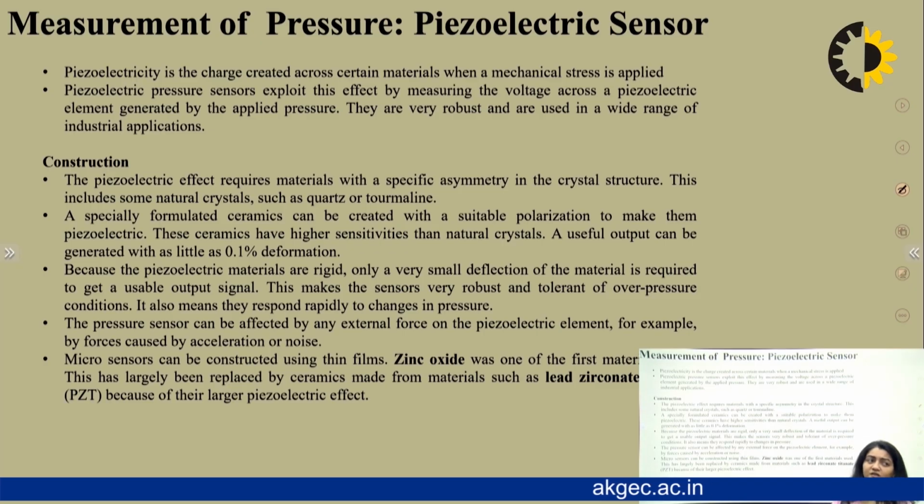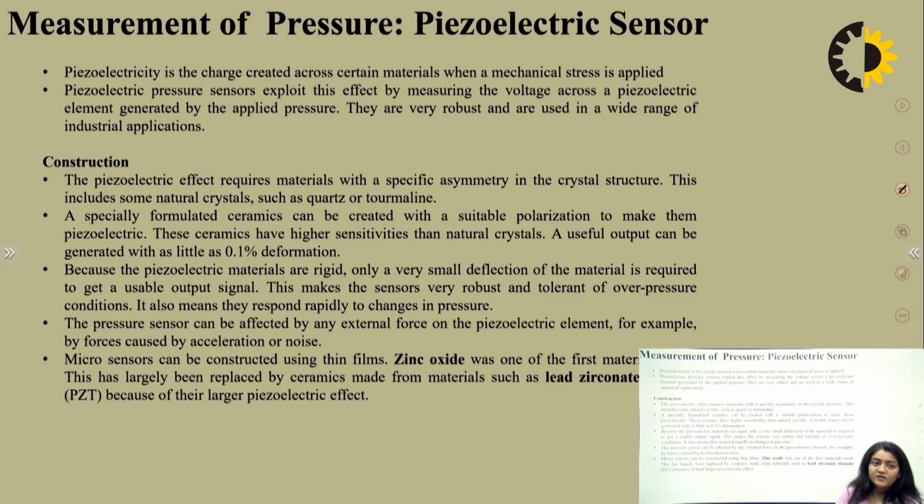Now, if we go through the construction, the piezoelectric effect requires material with a specific asymmetry in its crystal structure. This includes some natural crystals such as quartz or tourmaline. Specially formulated ceramics can be created with a suitable polarization to make them piezoelectric. These ceramics have higher sensitivity than natural crystals. A useful output can be generated with as little as 0.1% deformation.